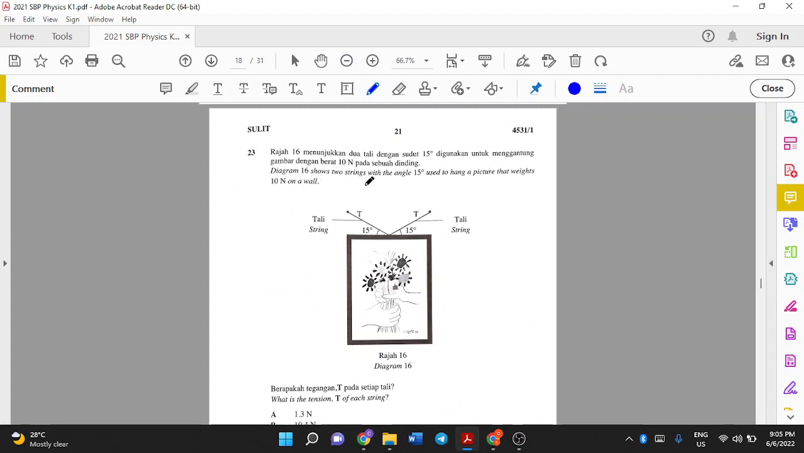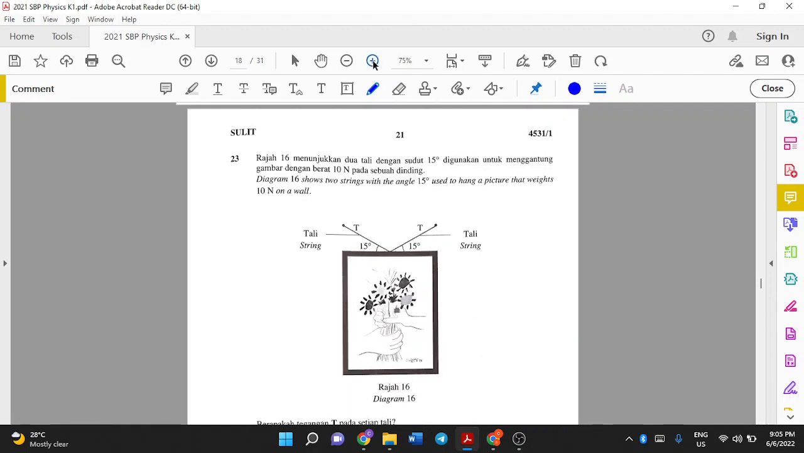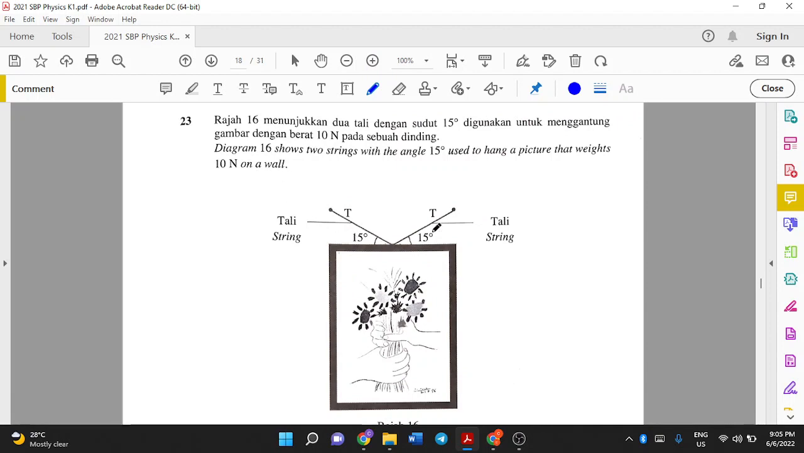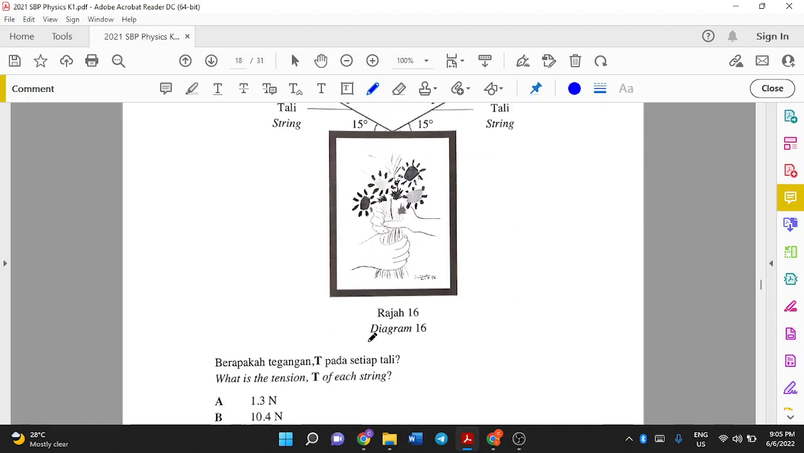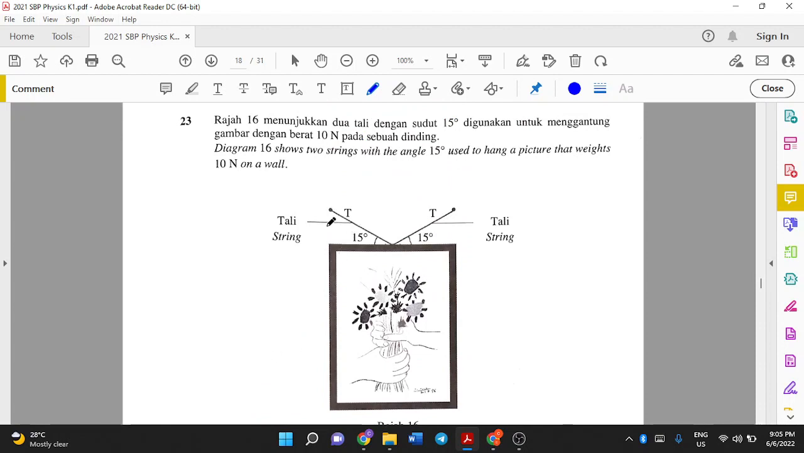Next, 23. Diagram 16 shows two strings with the angle 15 used to hang a picture that weighs 10N on the wall. What is the tension of each string? Remember, if one string bends at the center, no matter where it bends, as long as it is the same string, the tension experienced by it will be the same. However, for this question, they already mentioned it is two separate strings, with the same tension because they have the same angle. So the tension should be the same.